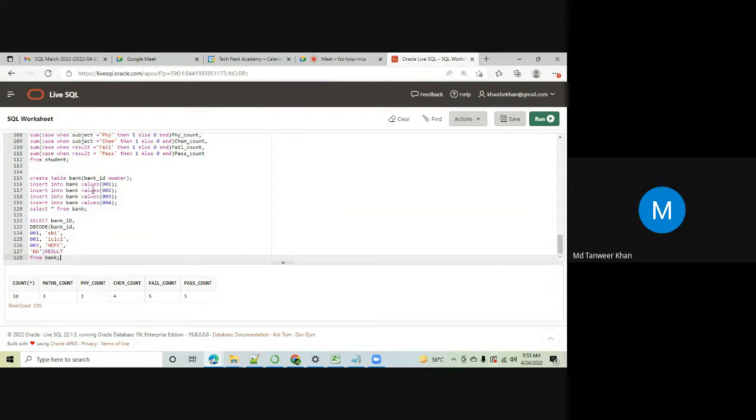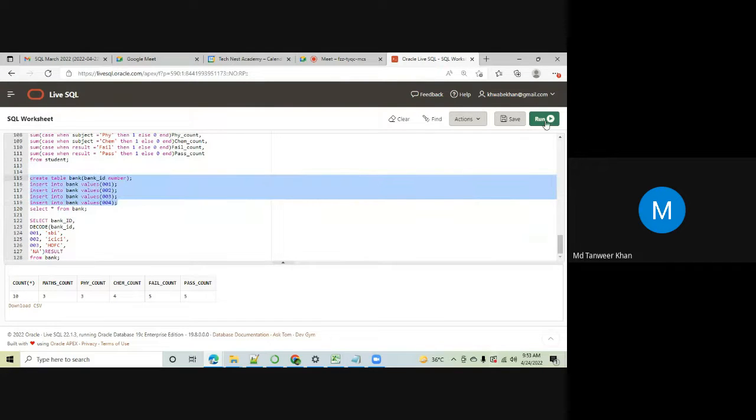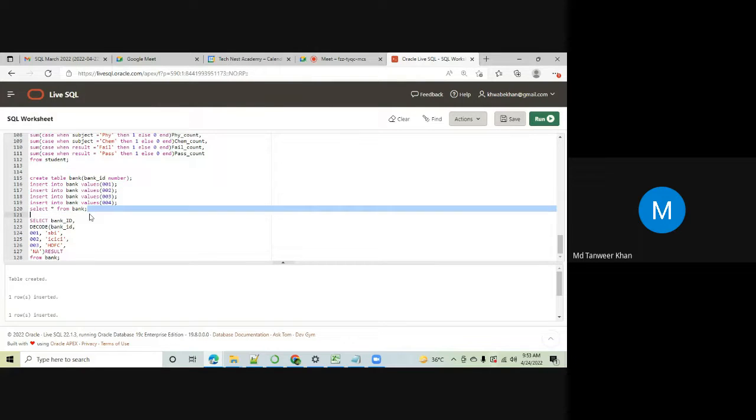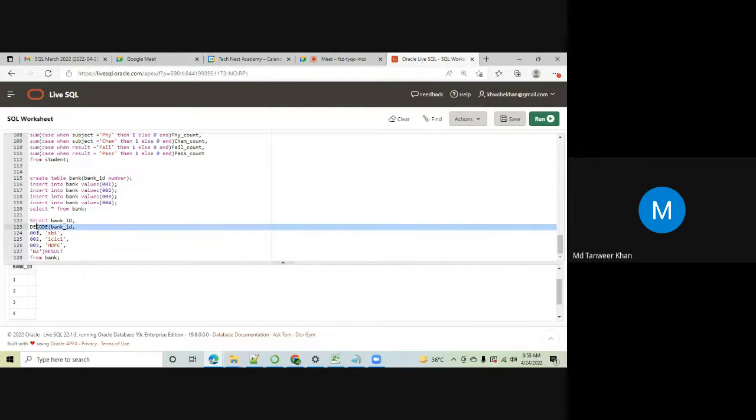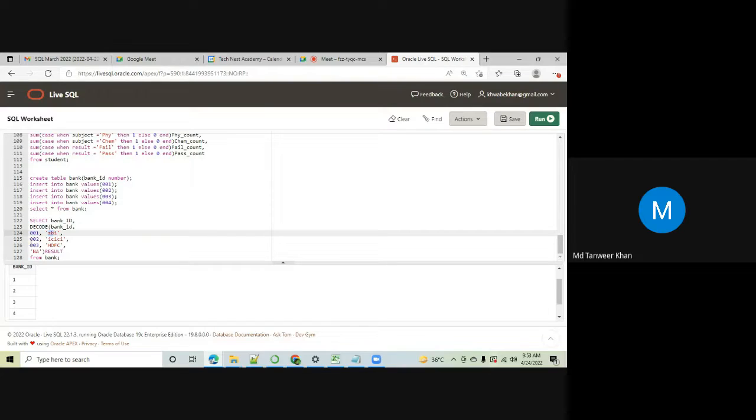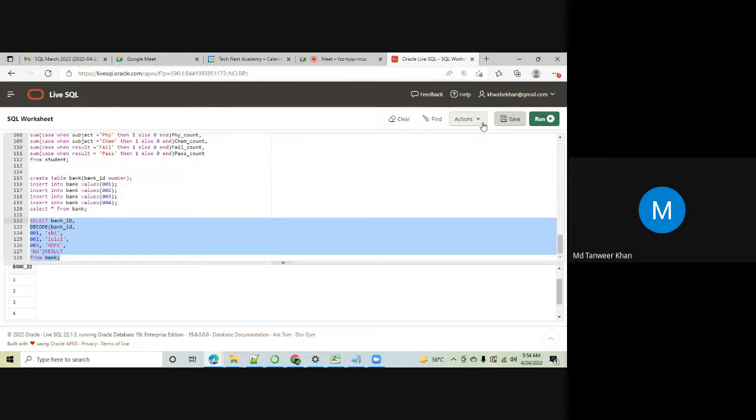Suppose I create this bank database and this is the data in front of me. Bank ID 1, 2, 3, 4. I have written this query: select bank ID, comma, decode. With decode I'm telling the SQL engine that wherever you see 001, mark it as SBI; if it is 002, mark it as ICICI; if it is 003, mark it as HDFC. Like that I have mentioned here. So see, it has decoded.